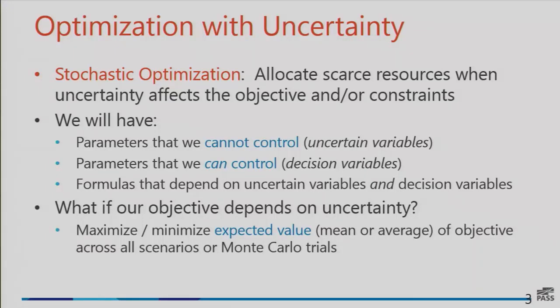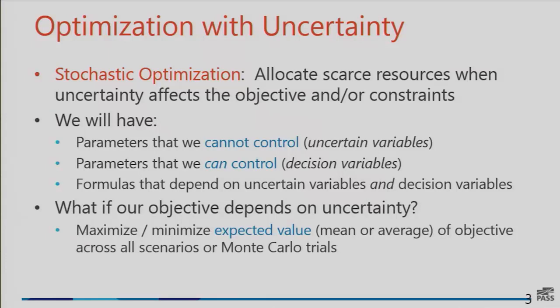So what's going to be in this model? We're going to have input parameters that we cannot control, just like before. We're going to treat those as uncertain variables. We're going to describe them with probability distributions. Then we're going to have other parameters that we can control, which are our decision variables. And then we're going to have formulas that may depend on both. So our objective or our constraints may depend on uncertainty, and they have our decisions in there too.